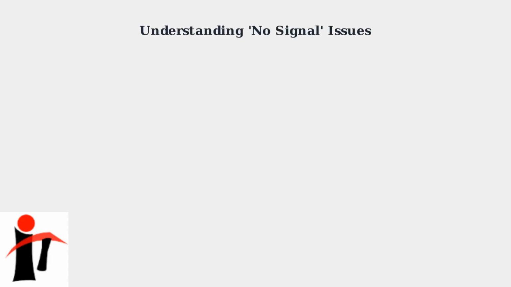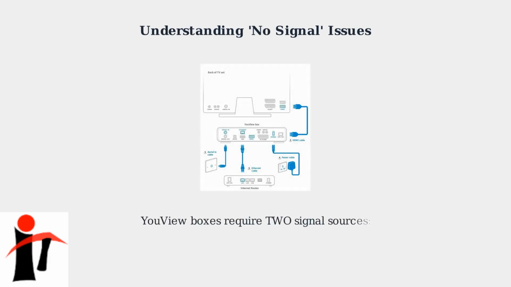Experiencing a no-signal message on your YouView box can be frustrating, but understanding how these devices work is the first step to resolving the issue. YouView boxes rely on both a terrestrial aerial signal for Freeview channels and a broadband internet connection for additional services. This dual dependency creates multiple potential points of failure.